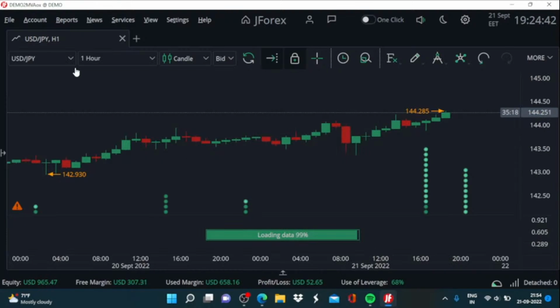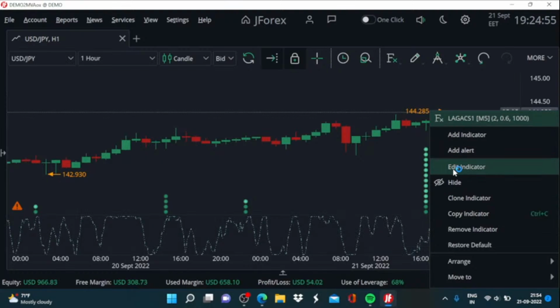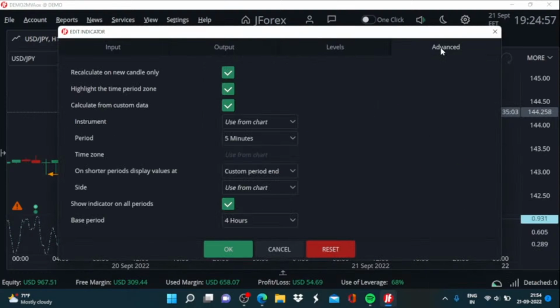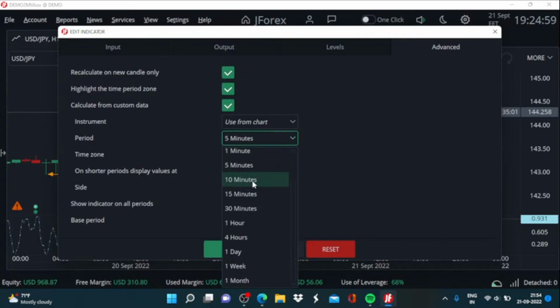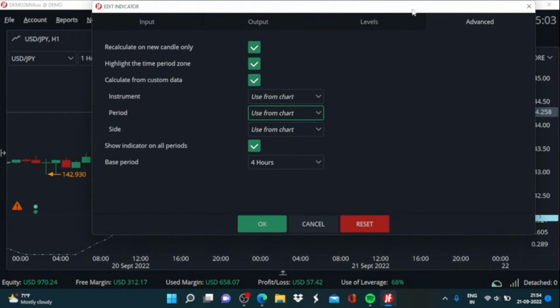Here we have these candle period defined at hourly for the USD JPY chart. But if we consider the lag ACS output, now it is being defined for the 5 minutes. So the calculation period is different from the chart's candle period. We can have different interpretations of the market dynamics. Side, the spread side can be ask or bid, so we get these two options.